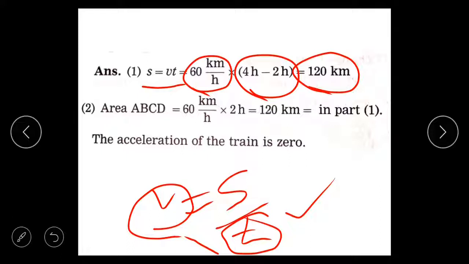One more logic is there. Without doing so many calculations, we can simply say that if you are traveling with a speed or velocity of 60 km/h, how much distance will you cover in 2 hours? 1 hour 60 km, 2 hours 120 km. Simple calculation it is. But okay, we have calculated it through the graph.